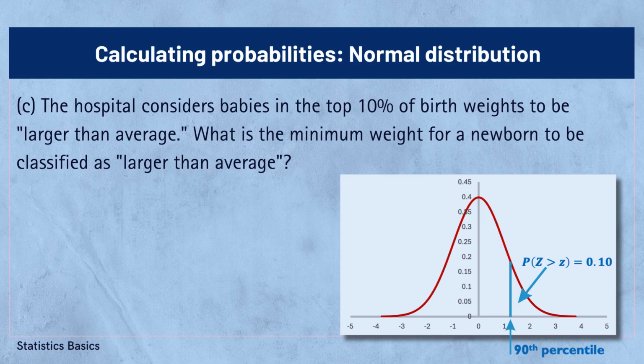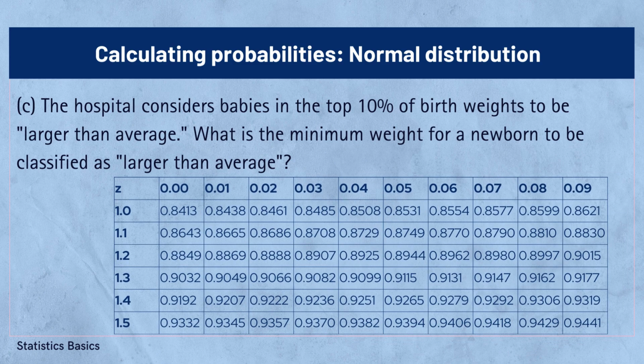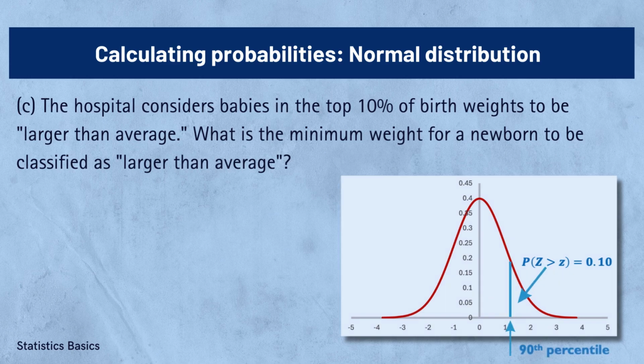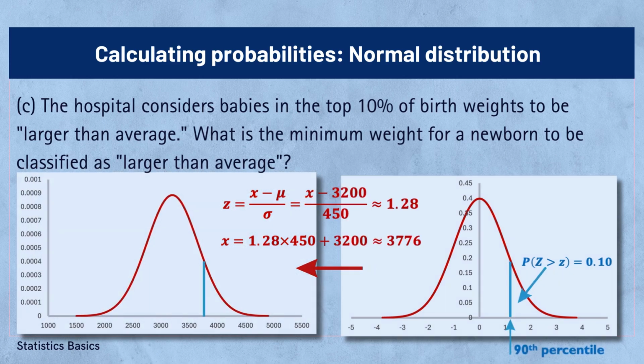First, we will find the z-score for the 90th percentile. Using the standard normal distribution table, we locate the value closest to 0.9000. This corresponds to a z-score of approximately 1.28. Then, we will use the z-score formula to solve for the x value. The corresponding x value is 3,776 grams. Therefore, the minimum weight for a newborn to be classified as larger than average is 3,776 grams.